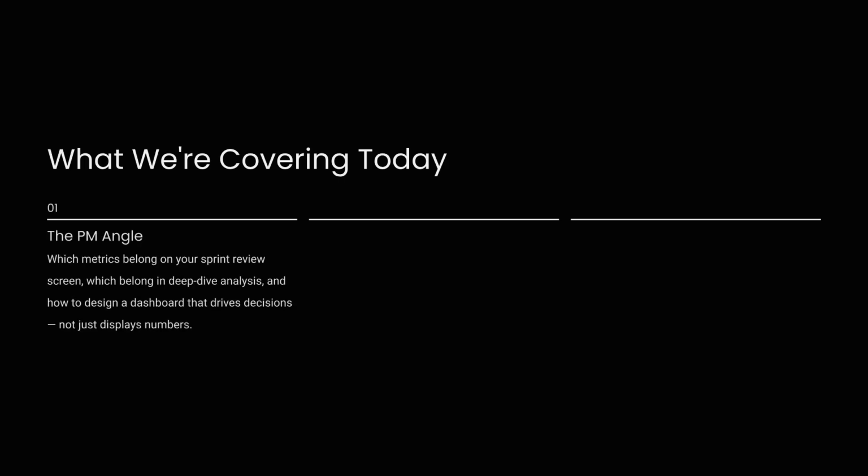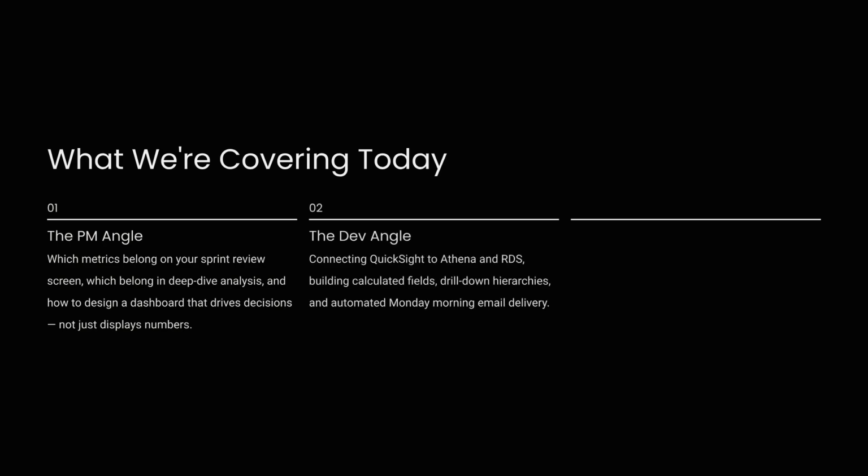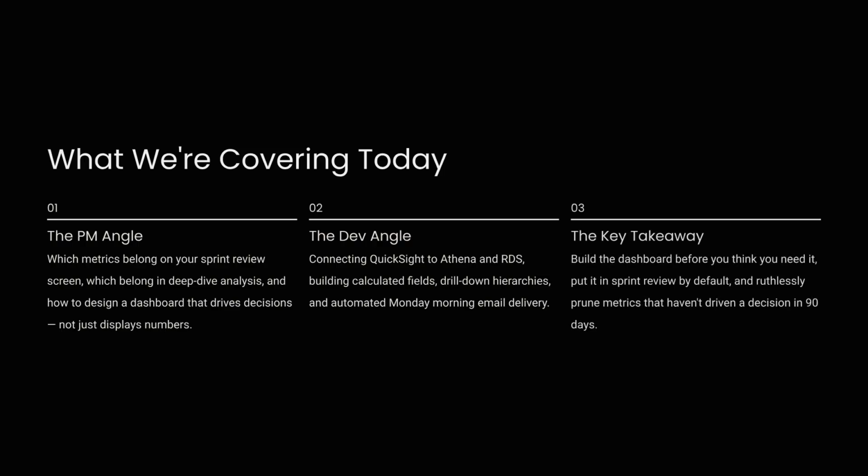Today, we'll cover three main areas. First, the PM angle focuses on selecting metrics that drive decisions. Next, the Dev angle involves connecting QuickSight to data sources like Athena and RDS. Finally, the key takeaway emphasizes building the dashboard early and ruthlessly pruning unused metrics.